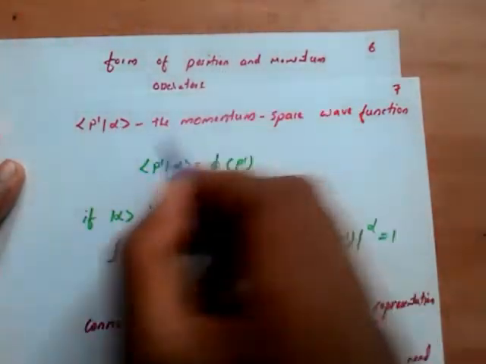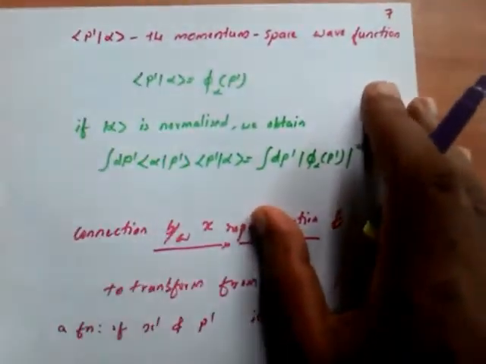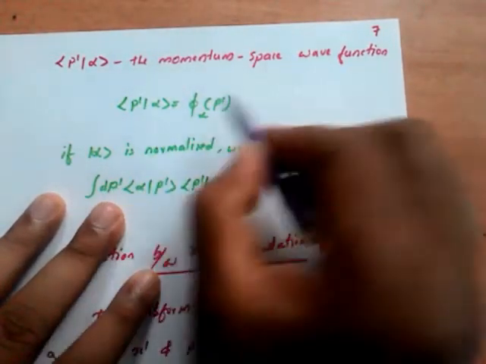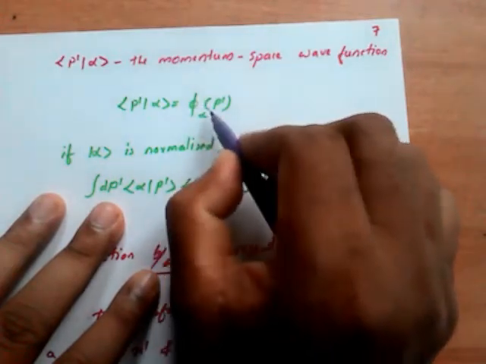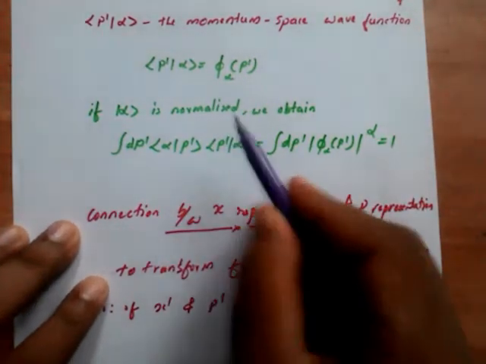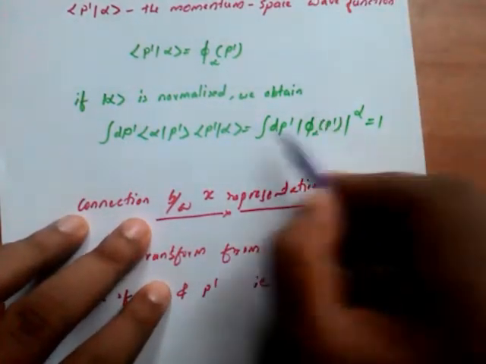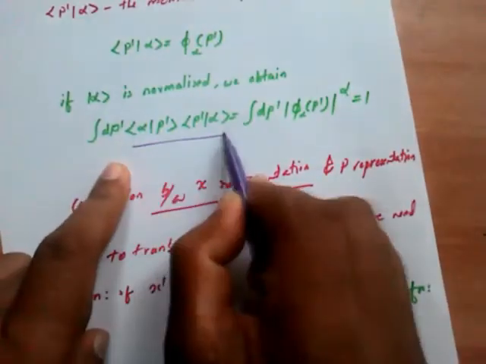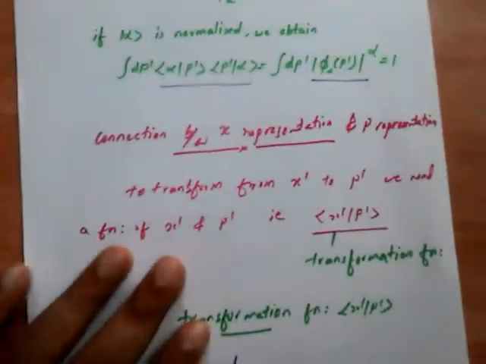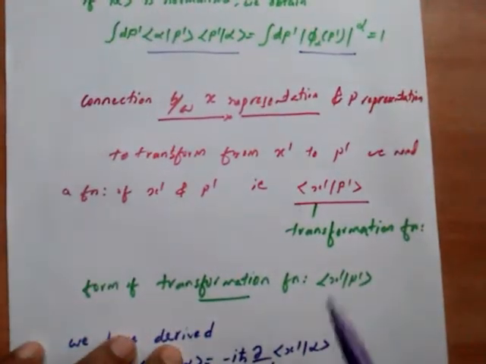So the p dash alpha is the momentum space wave function. Momentum space wave function we represented in that athlete's example as inner product of p dash alpha, we can denote as phi alpha of p dash. If alpha is normalized, we obtain integral dp dash alpha p dash, inner product of p dash alpha, equal to integral dp dash mod of phi alpha p dash whole square, that is equal to 1. And here we are going to discuss the connection between x representation and p representation.